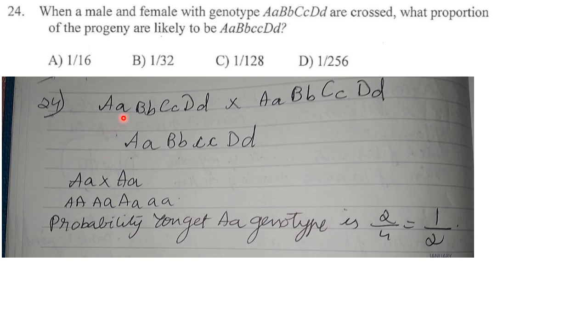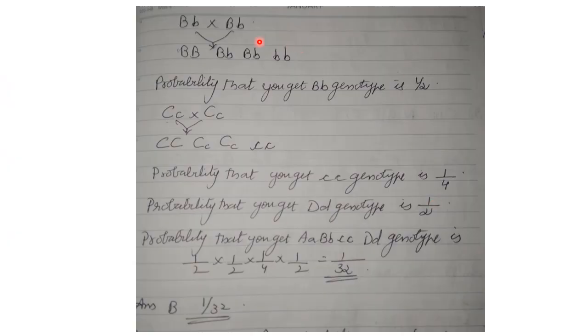Now when capital A small a from these two parents cross, what is the probability that you get capital A small a genotype as given in the progeny? It will be 2 by 4, that is half. Similarly, what is the probability that you get capital B small b genotype? It is half. Then what is the probability that you get small c in the genotype? It is 1 by 4. And the probability that you get capital D small d genotype is half.